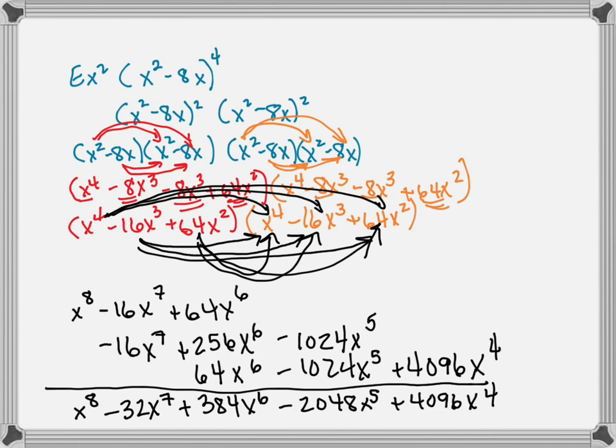So my product is x to the eighth minus 32x to the seventh plus 384x to the sixth minus 2048x to the fifth plus 4096x to the fourth.